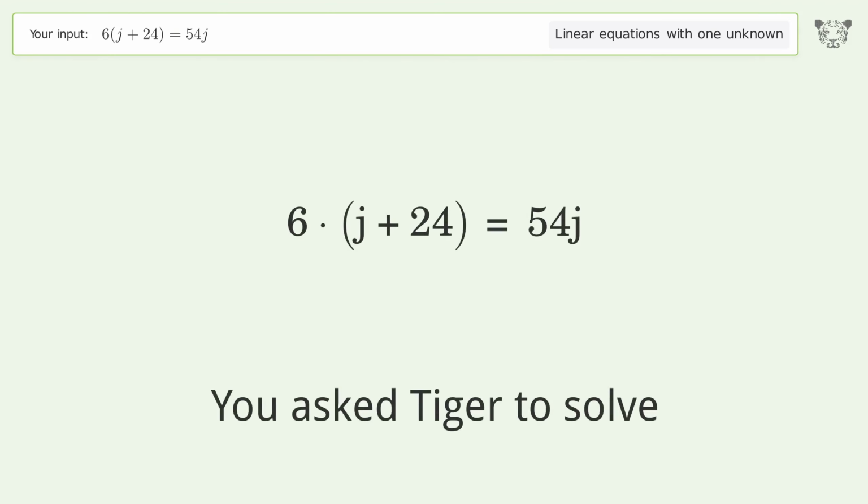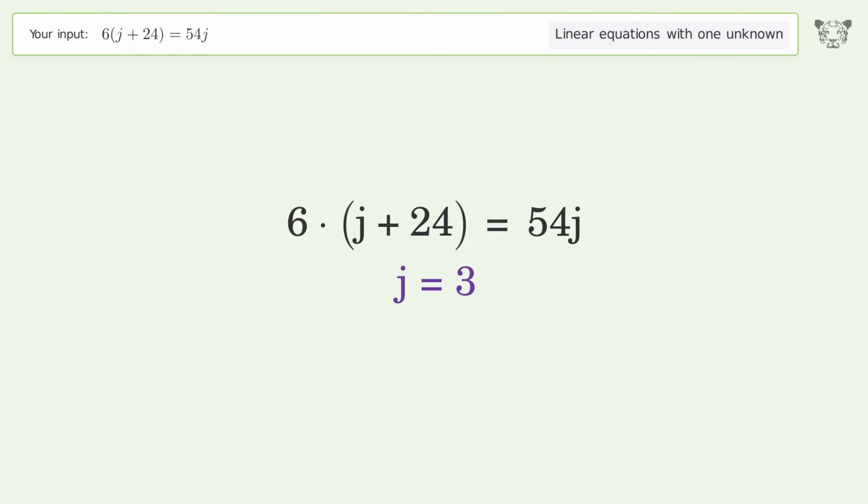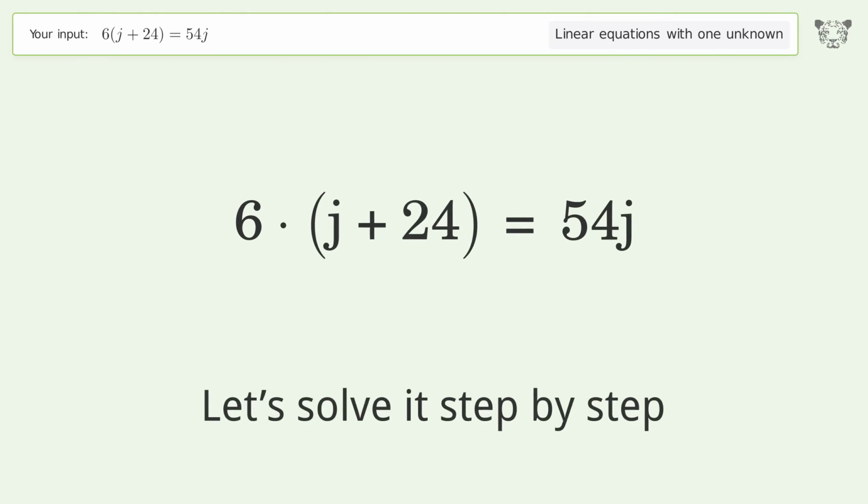You ask Tiger to solve. This deals with linear equations with one unknown. The final result is j equals 3. Let's solve it step by step.